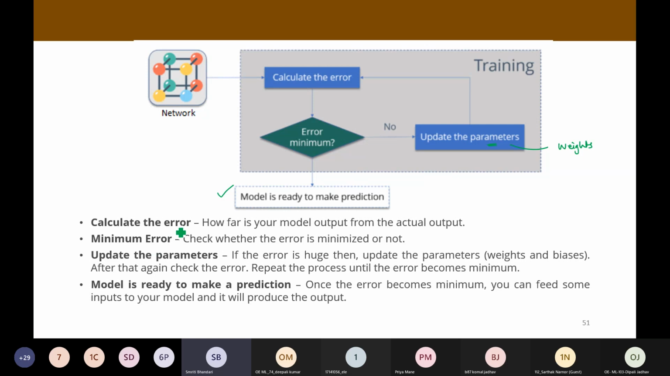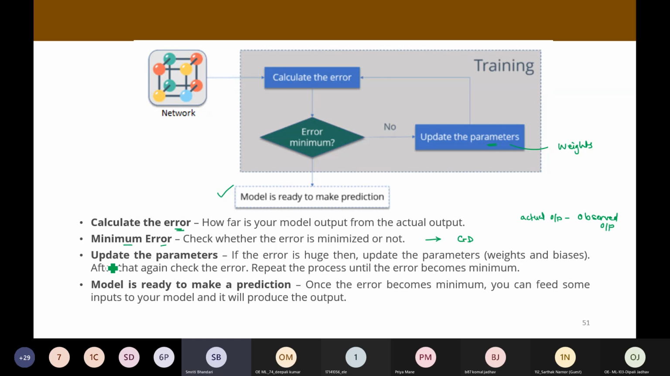While calculating the error, what do we mean by error? By making use of this concept of error, we find how far our model output is from the actual output. So simply we try to find out the error between the actual output and the observed output. That is the error, right? Whenever we say minimum error, we check whether the error is minimized or not. So we make use of gradient descent to reach the minimum, right?